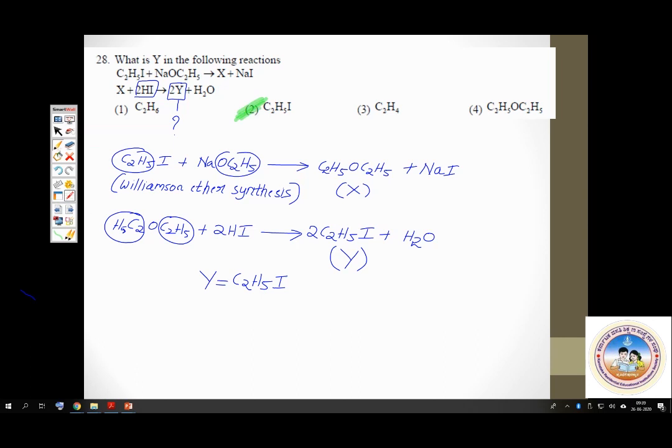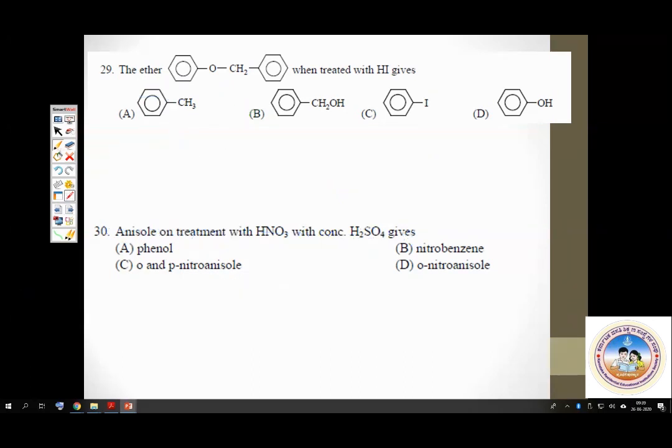Okay. Let me now go to the next question. Question number 29. There is one ether given which has a benzene ring also in it. What happens when this is treated with HI? What is the product that you get? I'll rewrite it. This is a benzene ring. This also is a benzene ring.